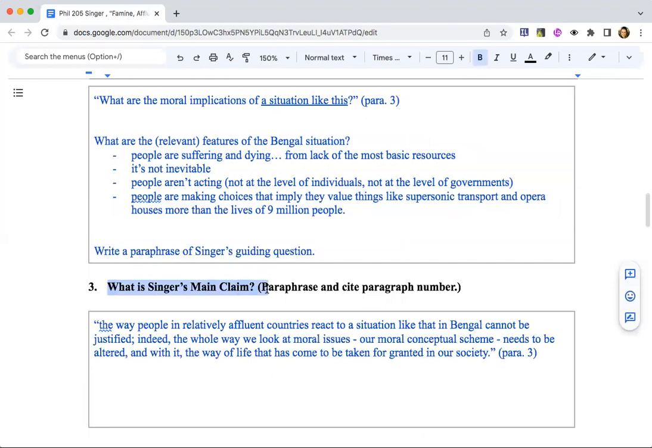What about the main claim? So a good main claim is an answer to a good question. A good question is one that's not obvious. You can't just Google it. And there's room for interesting disagreement about that question.